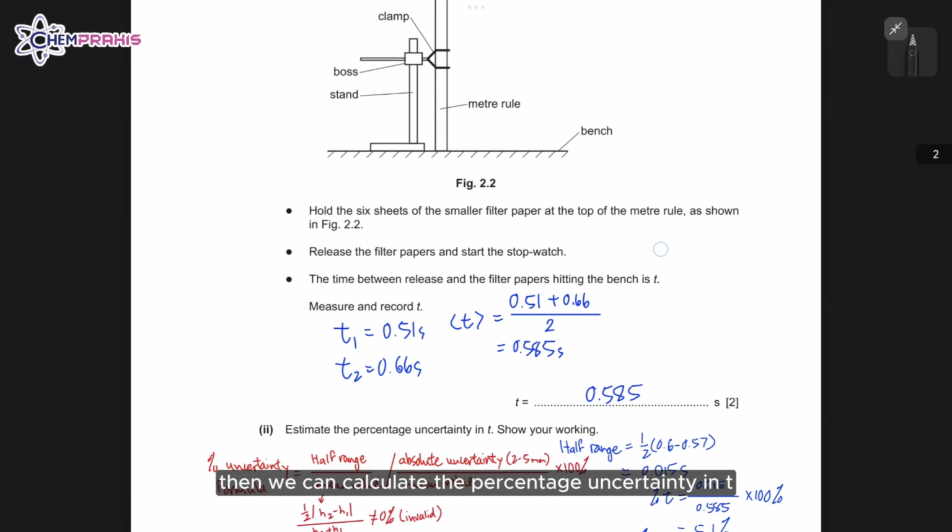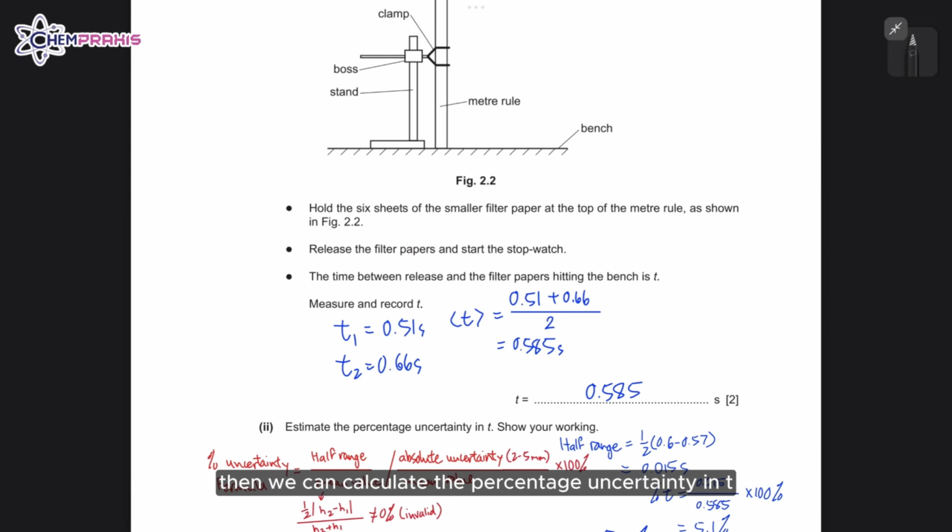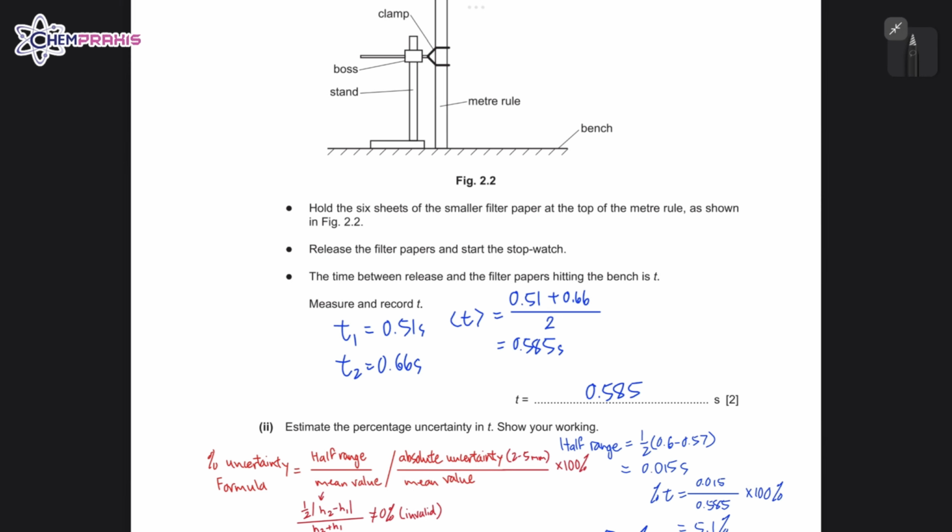Then, we can calculate the percentage of uncertainty in T. There are 2 ways to do this. We can use the half-range method, or we can use the absolute uncertainty of the measuring equipment, which is 0.2 to 0.5 seconds in this case. We will be using the half-range method this time, and we will get 5.1%. For the significant figures of your percentage uncertainty, we always follow the smallest SF of our substituted values.